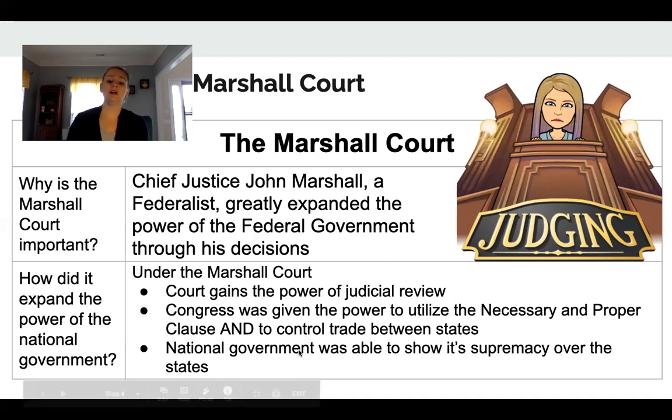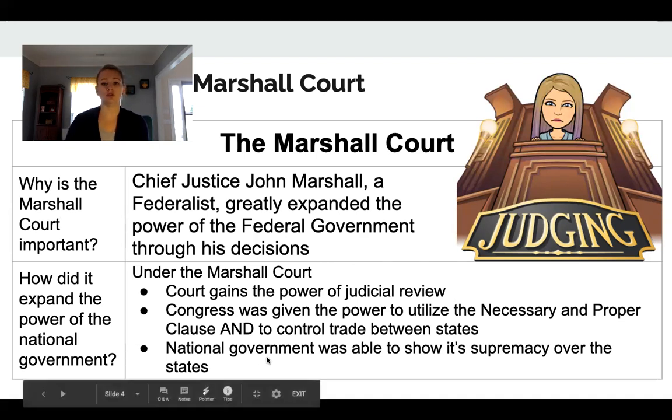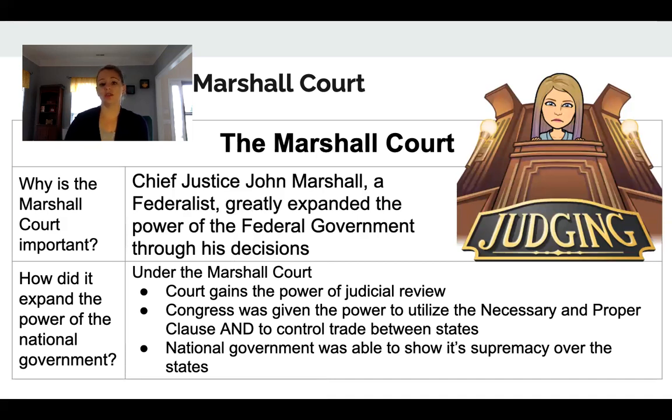We also see that the national government is able to show, in its early days, the supremacy that it has over the states.